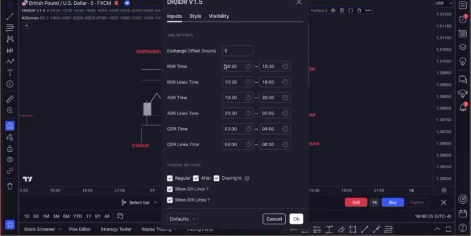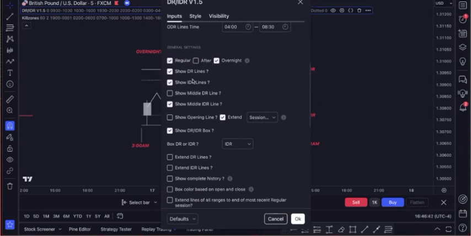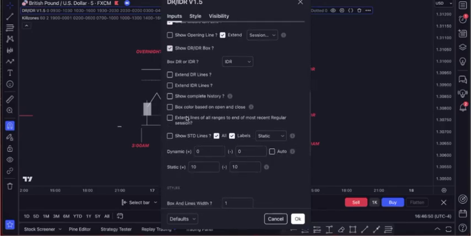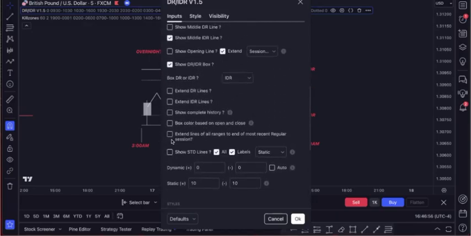Oh, sorry, the settings is gone. But those are the timings that you guys need. Very, very important: RDR 9:30 to 10:30, ODR 3 to 4 a.m. Okay, and if we scroll down, you guys can tick off the Asian range. It's not necessarily important, but we don't trade the Asian range. The main thing is you have the regular and the overnight. Show the DR lines, make sure that's ticked. Show middle DR line, unnecessary. Show IDR middle line, necessary. Make sure that's ticked. All labels, and yeah, that's pretty much it. You most likely have the extended one and show STD line also ticked. You can untick it. It's not really that necessary.